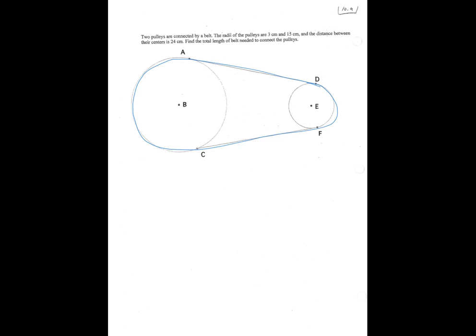The other information we have is that the radii are 3 and 15. From here to here it's 15, from here to here it's 3. We could also draw this down here. This is 3 and this is 15 as well. We are going to have to draw the common tangent twice. Technically you're just drawing the common external tangent problem twice on the same picture.